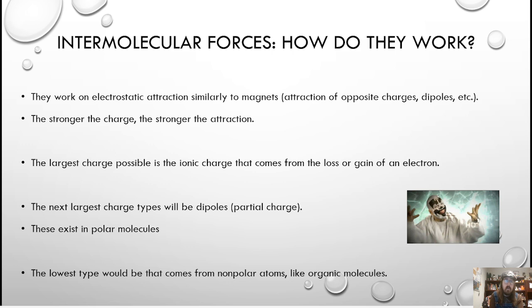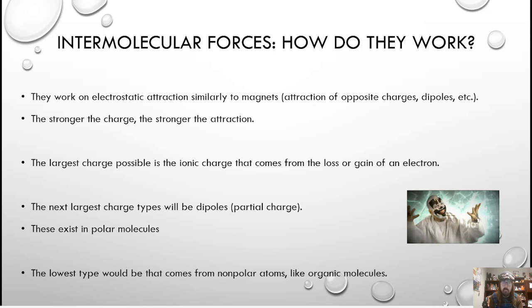But so, intermolecular forces. Largely, it's all about electrostatic attraction. Kind of the same idea of magnets, that a North Pole magnet creates a field that attracts a South Pole magnet, and the positive and negative try to come together. Same way ionic bonding works, and dipoles work in the same way, that dipoles are just a weaker form of ionic bonding. So, in general, the stronger the charge, the stronger the attraction. A stronger magnet has a stronger pole.